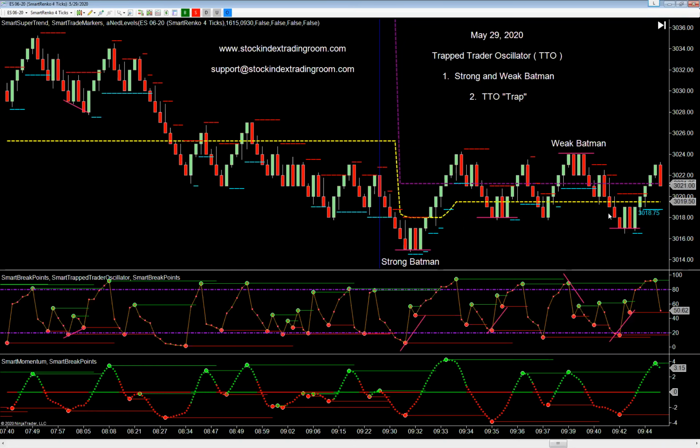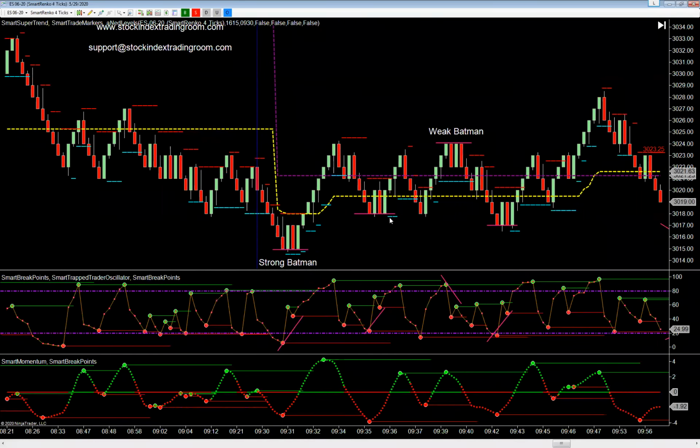Strong Batman, green, red, green. Oh, I didn't draw that very well. Trapped Trader Oscillator saying the order flow in this green bar is much, much higher than the order flow in this green bar. Up order flow is stronger here, and you can see the market responds up. So we had strong Batman, weak Batman, strong Batman right off the open, and boom, boom, boom, boom. Trapped Trader Oscillator got it all.